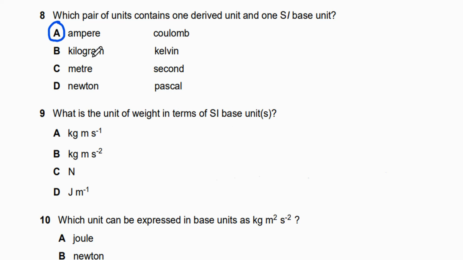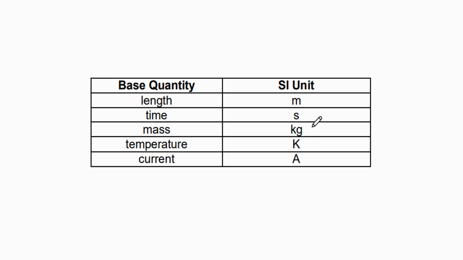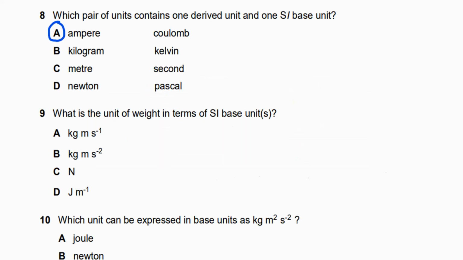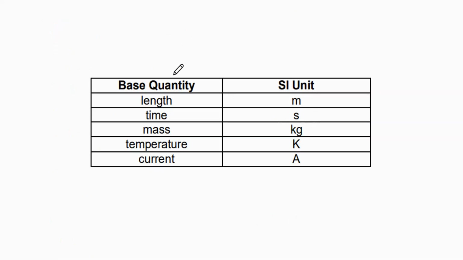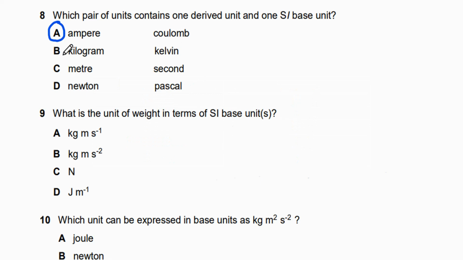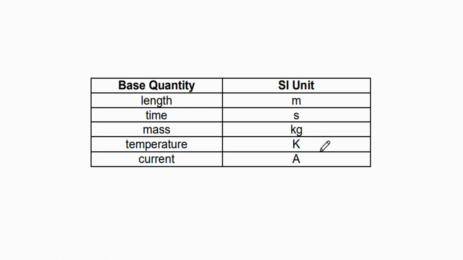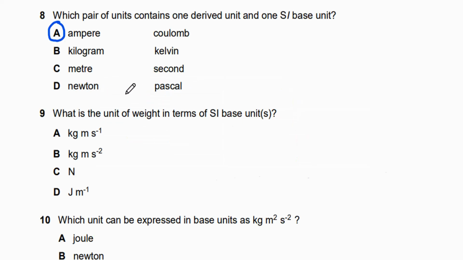Why is it not B? Both kilograms and Kelvin appear in this table as SI base units. Both meters and seconds appear in this table as SI base units. So it's not B, neither is it C. Why is it not D? The Newton and the Pascal do not appear in this table as SI base units. So they are both derived units.